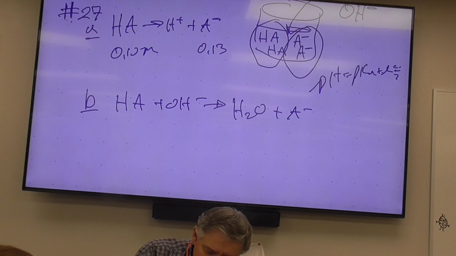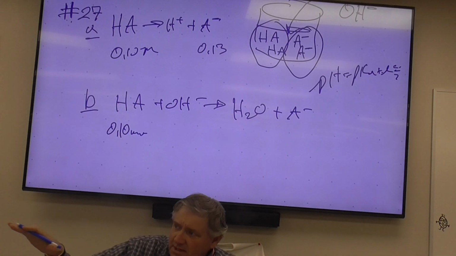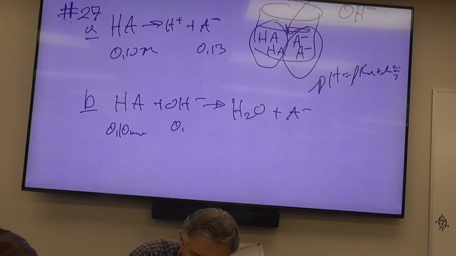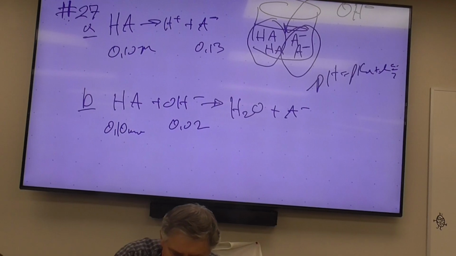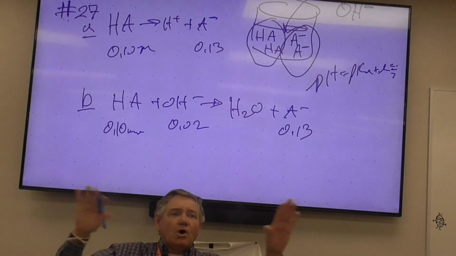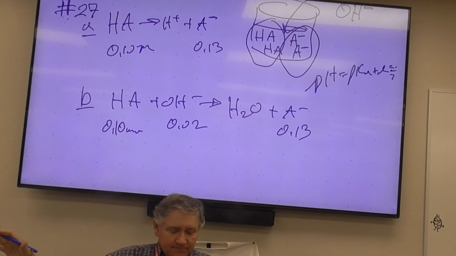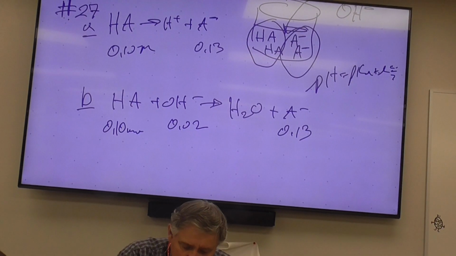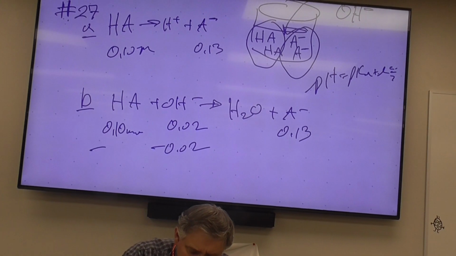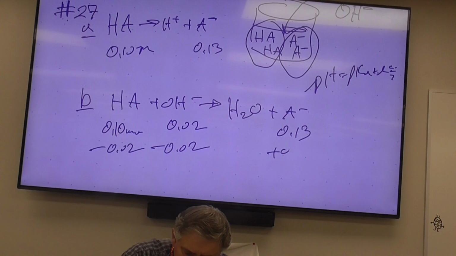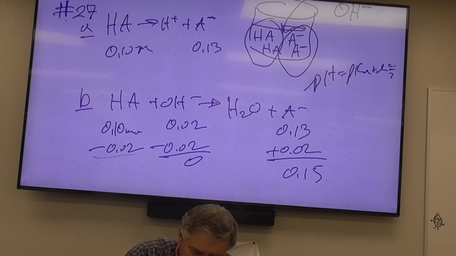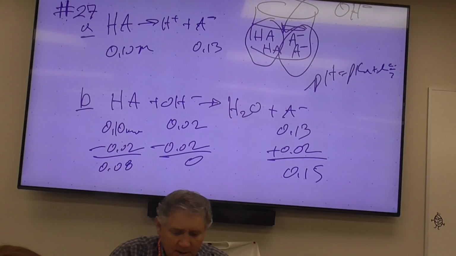So, you've got 0.1 moles of this. This is not molarity. These are moles. The hydroxide is going to be 0.02. Your anion is 0.13. And those are all moles, okay? So, what's going to run out first? Hydroxide. Yeah, you're going to go minus 0.02, minus 0.02, plus 0.02. So that's going to be 0.15, that's going to be 0, that's going to be 0.08.